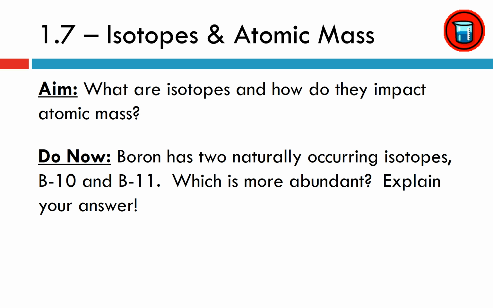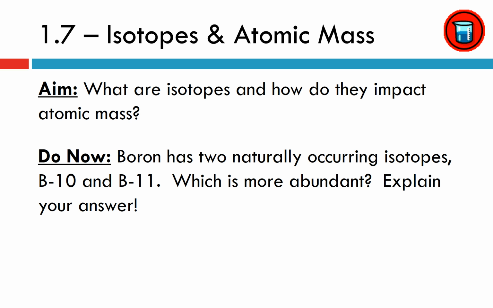In today's lesson we're going to talk about what isotopes are and the impact they have on the average atomic mass of an element. If you haven't done the reading yet for this lesson, you really should pause the video, go back and do the reading first. Let's take a look at the do now. Boron has two naturally occurring isotopes, B10 and B11. Which is more abundant? Explain your answer.